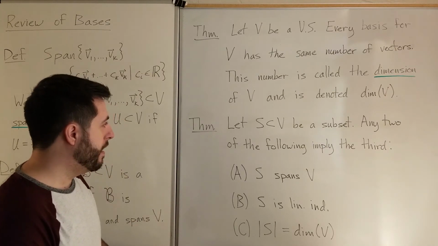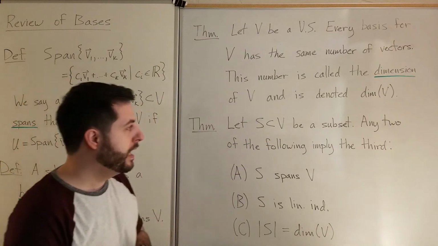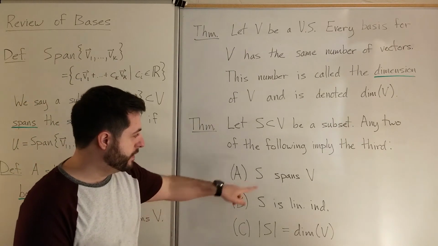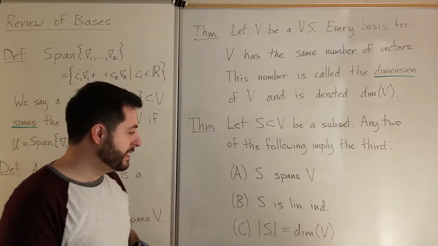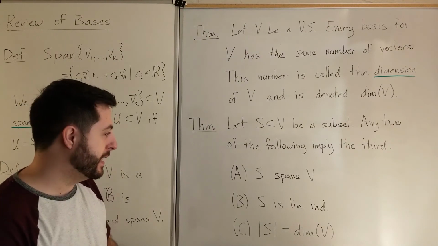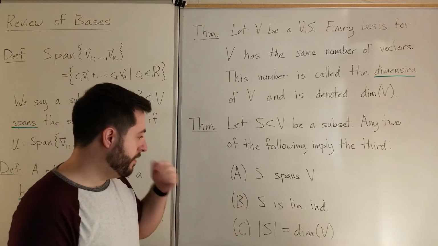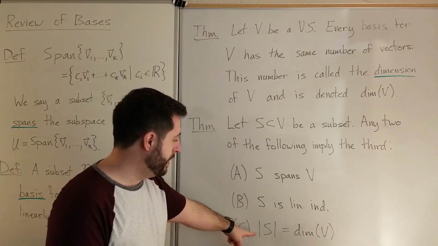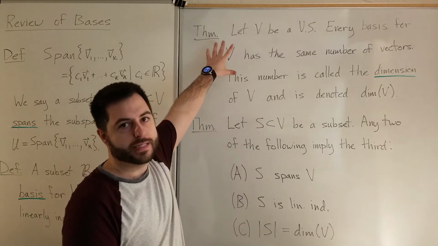Okay, our next theorem says if we have a subset S of V, any two of the following imply the third. So the first one is S spans V, second one is S is linearly independent, and the third one is the size of S is the dimension of V. In other words, S has the correct size to be a basis. Okay, so just to note, any two of these imply the third. If you look at the first two, if you have both of these things, it implies that the size of S is the dimension of V. And that's exactly what the previous theorem says.